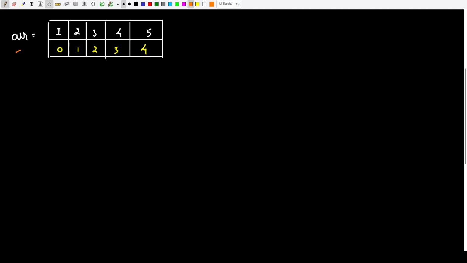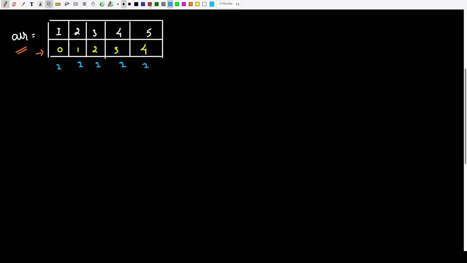So let us take an array such that none of the elements are missing. As you can see, it contains 5 elements and none of the elements are missing over here. And these are the indexes of these elements. Now if you compute the difference between the indexes and the element, then the difference will be 1. So 1 minus 0 is 1, 2 minus 1 is 1, and so on for all the elements.